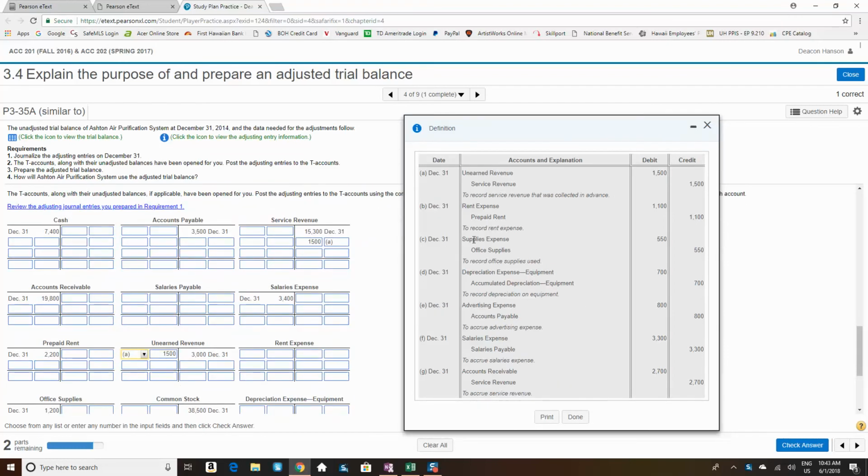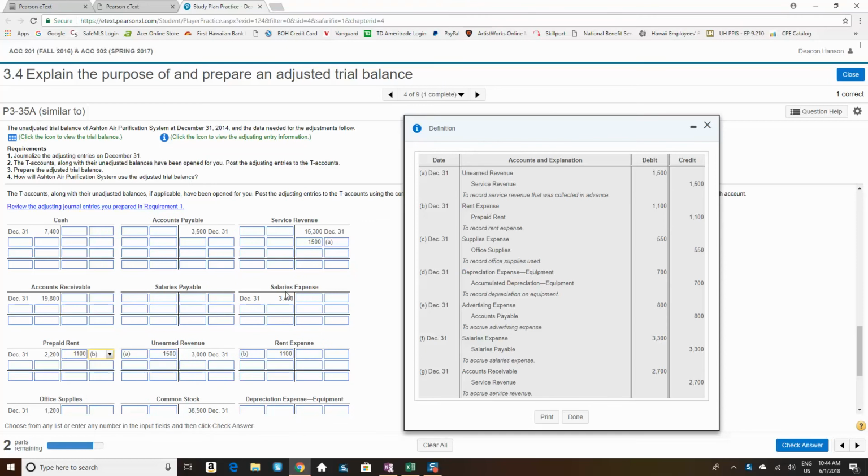Entry B is a debit to rent expense of 1,100. Put entry B in there, and a credit to prepaid rent. Make sure when you're pulling them over, you're putting them on the correct side, debit or credit. Remember, debit is left and credit is right. So that's entry B.